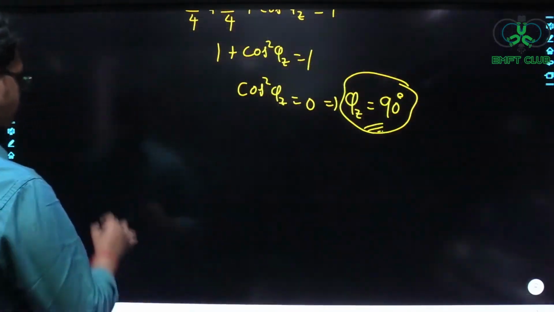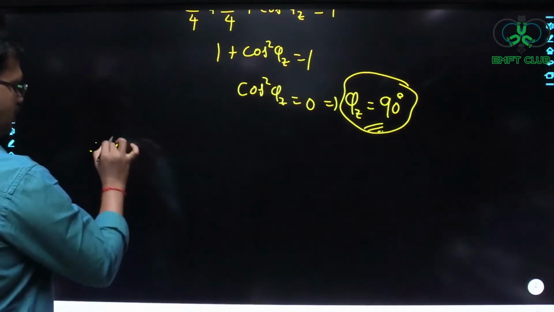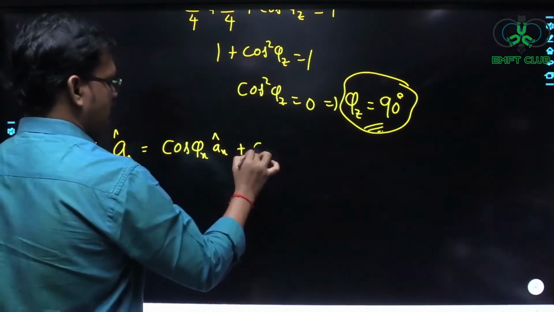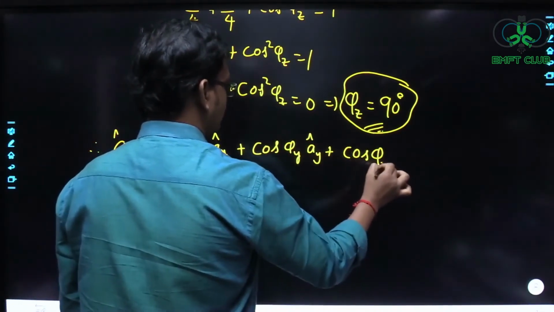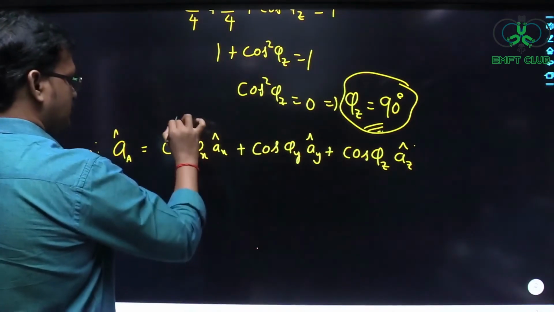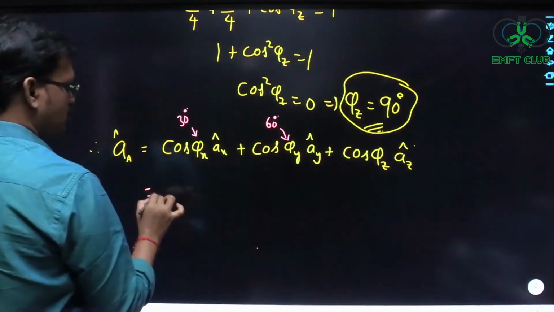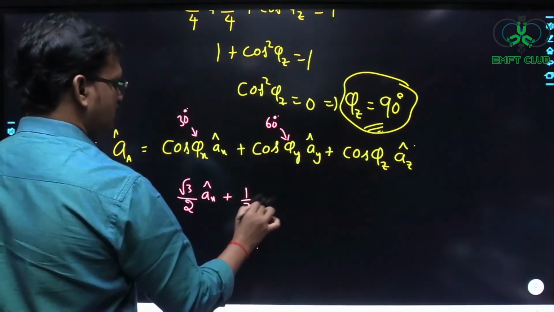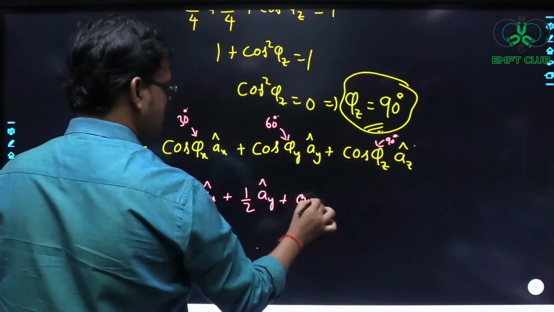So therefore the direction of a bar, a cap, is equivalent to cos phi x ax cap plus cos phi y ay cap plus cos phi z az cap, right? Now here phi x they have given as 30 degrees and phi y as 60 degrees. So you are going to get root 3 by 2 ax cap plus 1 by 2 ay cap plus, since phi z we got 90 degrees, 0 az cap.